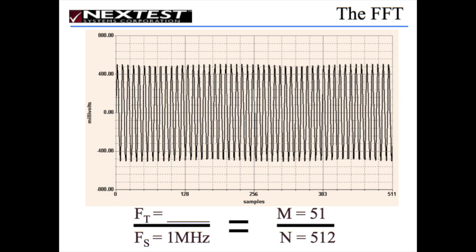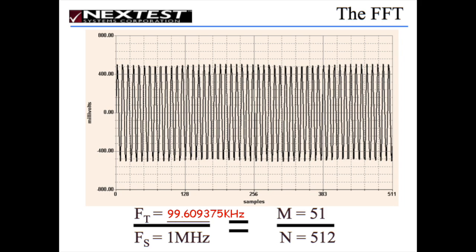So those undulations have nothing to do with the waveform. I kind of hate to use the word artifact, but they're artifacts. 1 megahertz times 51 divided by 512 gives you a test frequency of 99.609375 kilohertz. So that's a pretty high frequency, and it does look about right. It's about 100 kilohertz because M and N have a factor of 10, so that's a factor of 10 less in the test frequency.